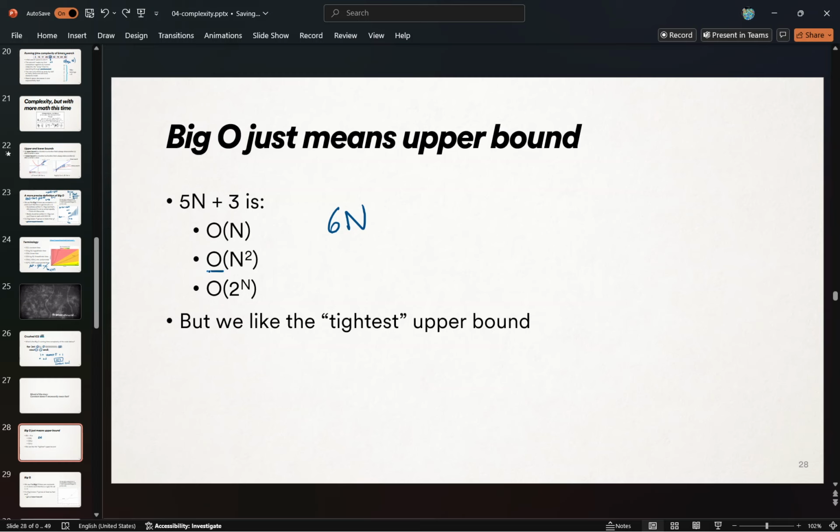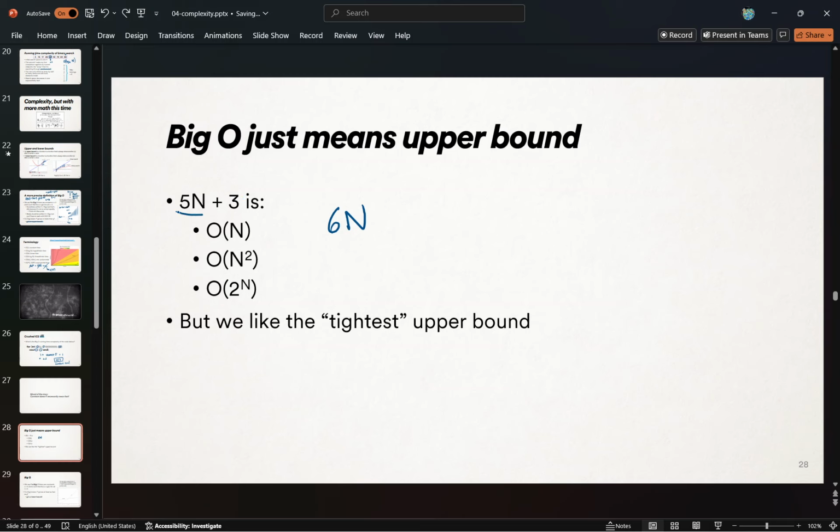You could also say, though, n squared. N squared is totally an upper bound to this function after a while, right? Same with 2 to the n. Still an upper bound to this function. Big O just means upper bound, but we always want the tightest upper bound. That's kind of the goal.